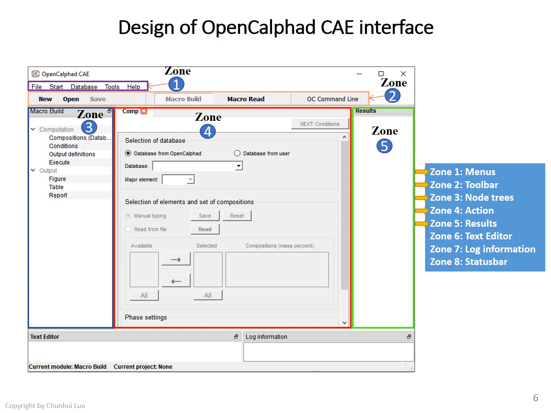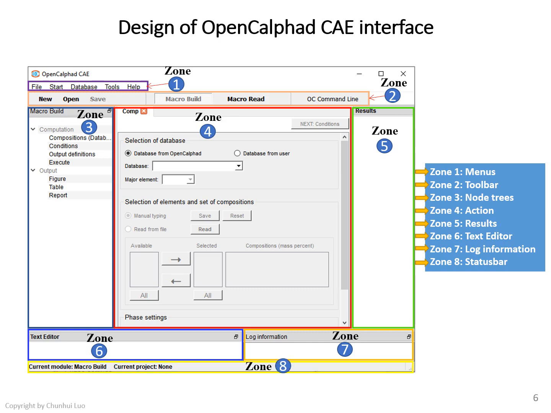Zone 5 is the Results Zone, in which the graphic result is plotted via GNUplot, and data results are listed. Zone 6 is the Text Editor Zone, in which the text of the macro file can be modified. Zone 7 is the Log Information Zone. The actions are recorded and displayed in this zone. Zone 8 is the Status Bar Zone, which shows the current module and the current project name.